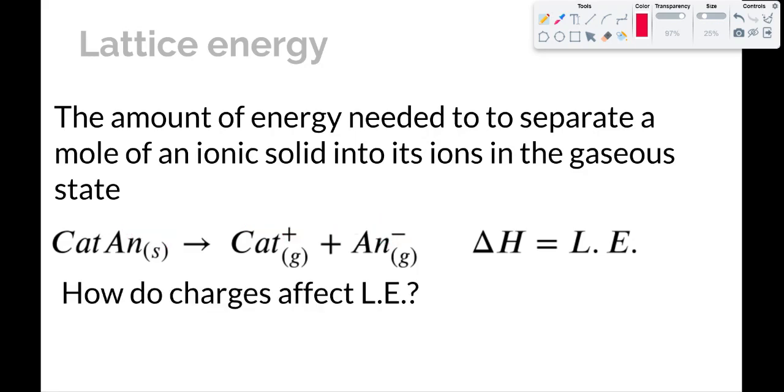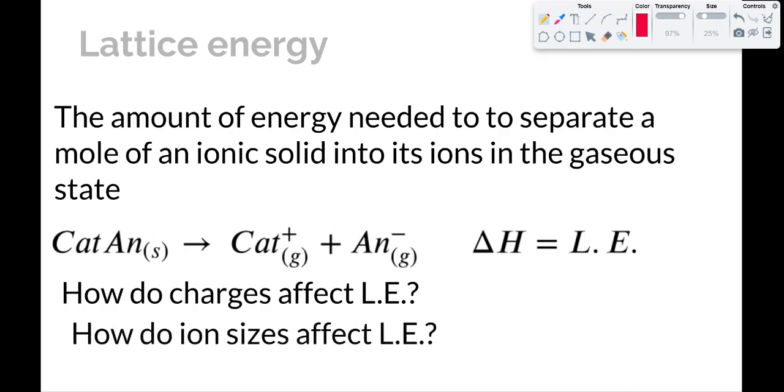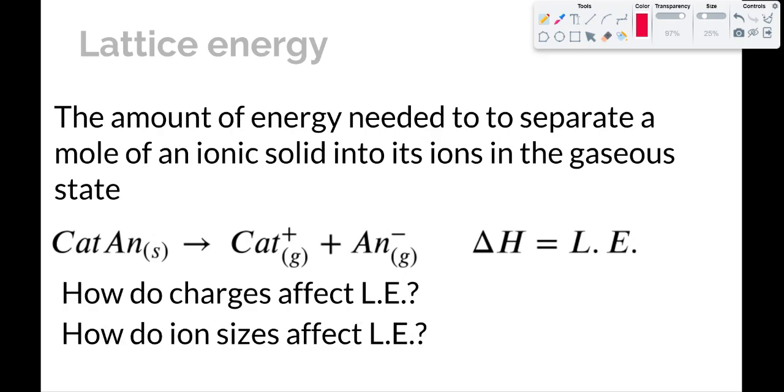So how do charges affect lattice energy? Well, by Coulomb's law, bigger charges make the numerator bigger, which means the lattice energy is going to be larger. How do ion sizes affect lattice energy? Well, that's in the denominator. As the ions get bigger, the distance between them gets bigger. That makes the denominator bigger, and that also makes the lattice energy smaller. So big charge, big lattice energy, big ions, smaller lattice energy.